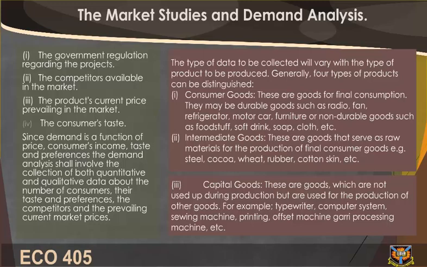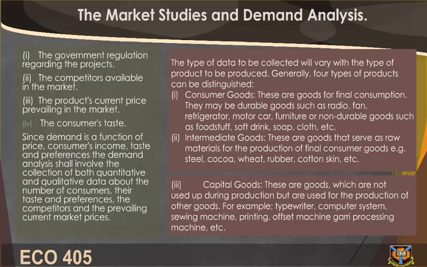The type of data to be collected will vary with the type of product to be produced. Generally, 4 types of products can be distinguished. 1. Consumer goods. These are goods for final consumption. They may be durable goods such as radio, fan, refrigerator, motor car, furniture, or non-durable goods such as foodstuff, soft drink, soap, cloth, and so on.